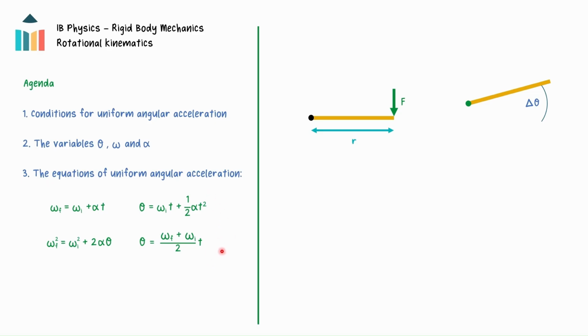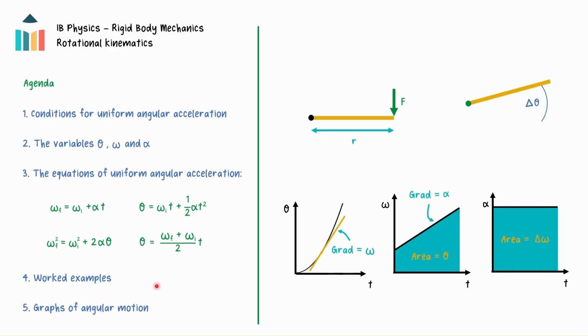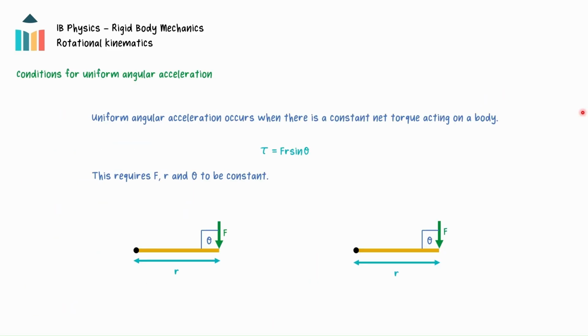We'll then go through a few worked examples to see how to apply these ideas. Then we'll take a look at the key features of the graphs of angular quantities against time. And then finally, we'll finish with one last example that involves interpreting a graph. So let's start by thinking about what it actually means for an object to have uniform angular acceleration.